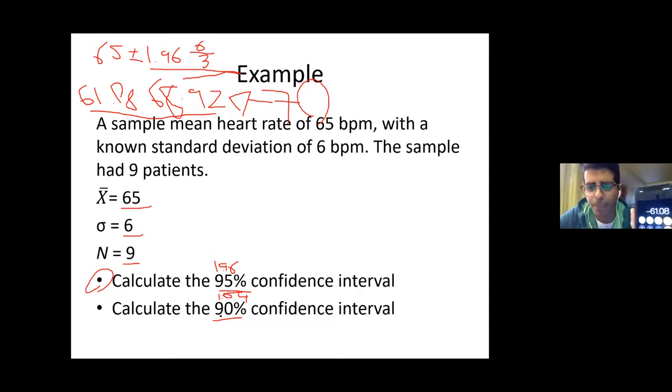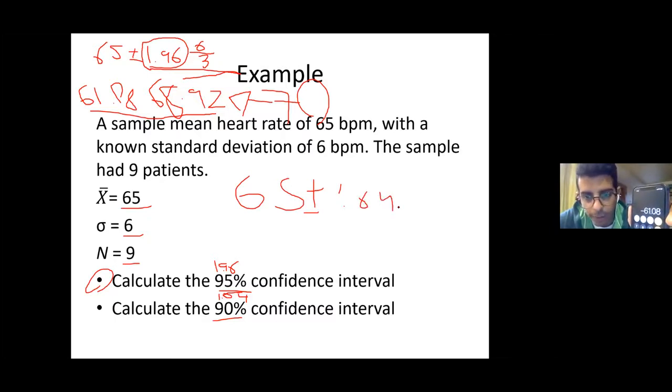Now for the 90% confidence interval, it's the exact same. We just changed this number. It's 1.64, and I'm really having some trouble with the touchpad, so we're going to do this really quickly. It's 65 plus minus 1.64 times 2. Now you might be saying, well, where am I getting this 1.64 from? It's the z. If you go to the z table.